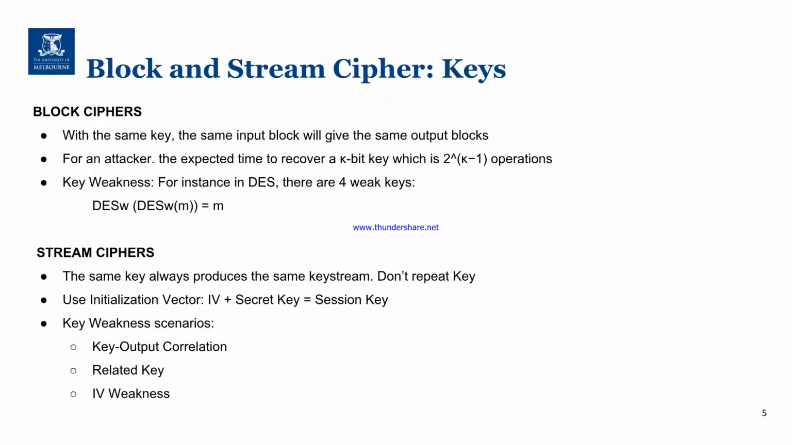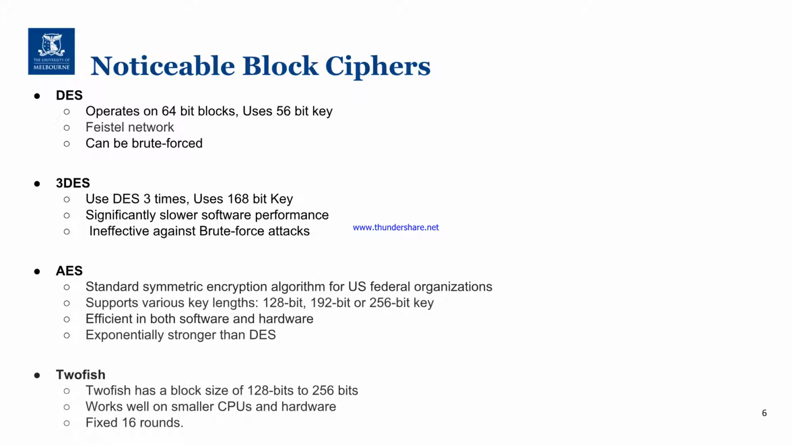In terms of key weaknesses, there are multiple key weaknesses that we have to make sure of for both ciphers, such as the key and output should not be correlated, and the multiple keys that are used should not be related, etc. Then we move on to noticeable block ciphers.